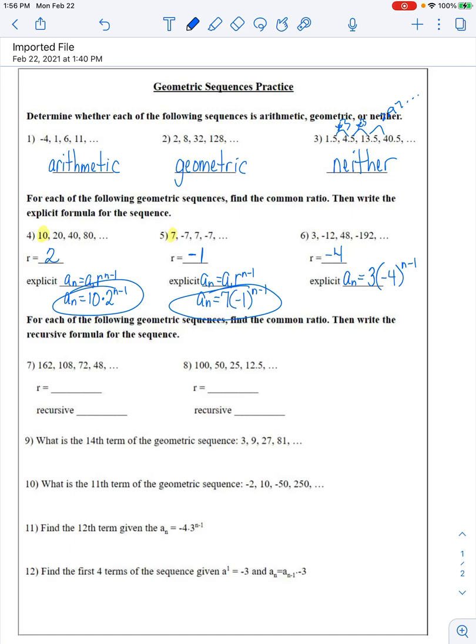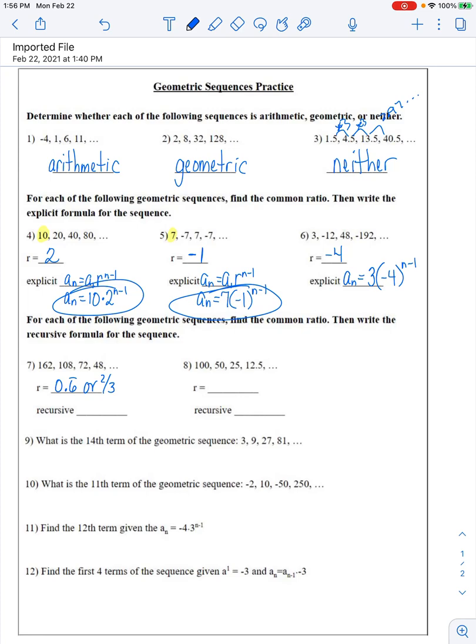So if I take a look at number 7, I notice if I do 108 divided by 162, I get 0.6666666. 72 divided by 108 is again 0.66666. So you could have either written this as your common ratio, or I know that that is 2/3. 2 divided by 3. That's just one that I have memorized.